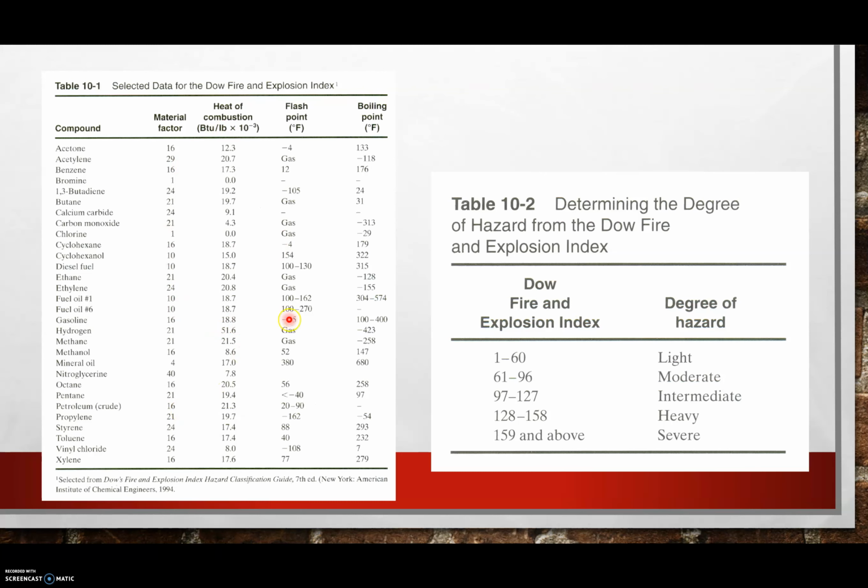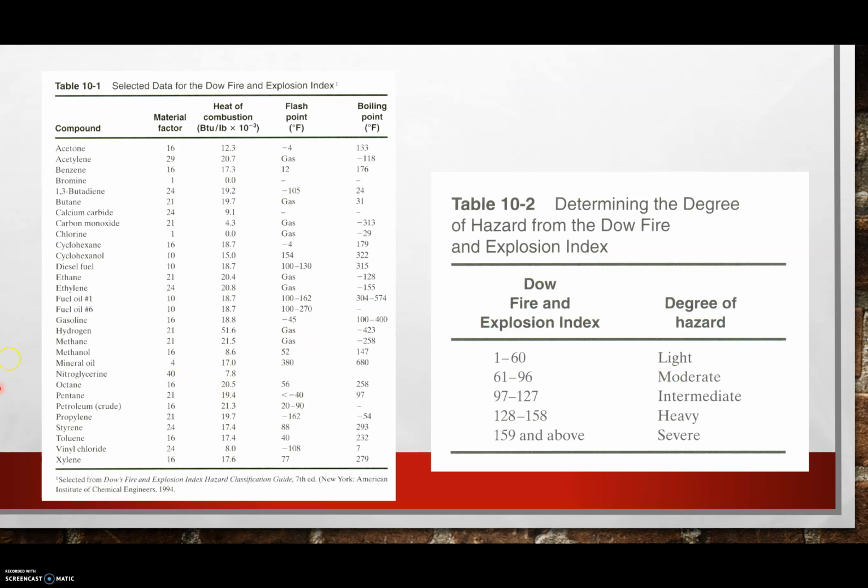Okay, this is the material factor. If your process involves acetone, you have a material factor of 16. You have your heat of combustion, flash point, and also boiling point information. So this material factor is important during your survey. Okay, there is also the degree of hazard from Dow FEI.